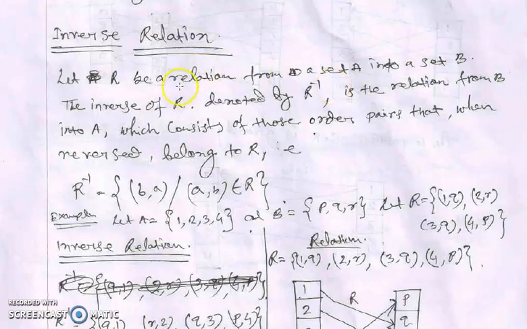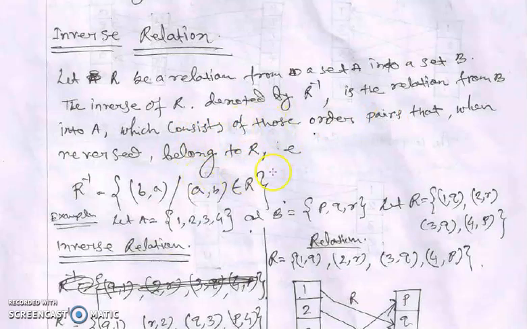So let R be a relation from a set A into a set B. Then the inverse of R, denoted by R inverse, it's the way of representation, R inverse is the relation from B into A. When we make a relation R from A into B, then the inverse relation R inverse should be a relation from B to A.